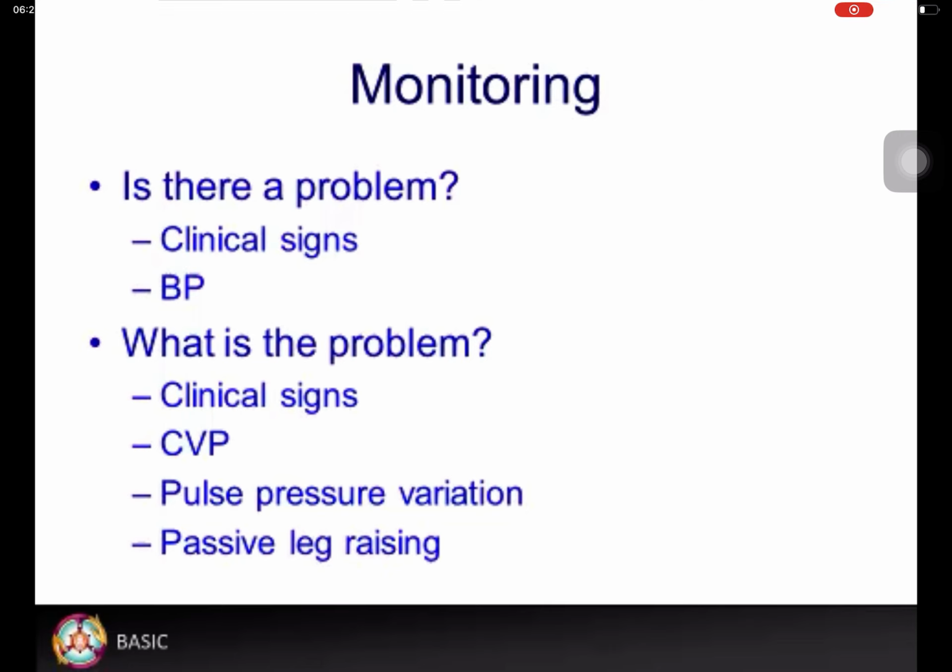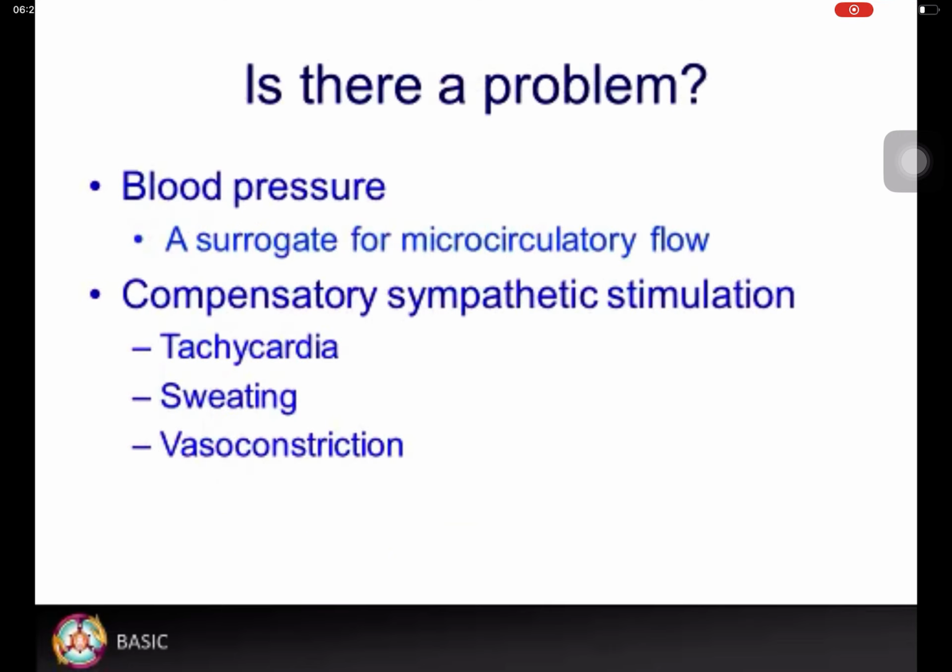pressure monitoring, pulse pressure variation, and passive leg raising may be used to supplement clinical signs to determine what is the problem. The function of the cardiovascular system is to deliver oxygen and nutrients to the cells and to carry away waste products. Ideally, we would like to monitor microcirculatory flow in all relevant tissue beds, but this is clearly not possible. As a result, we're left with monitoring blood pressure as a surrogate.